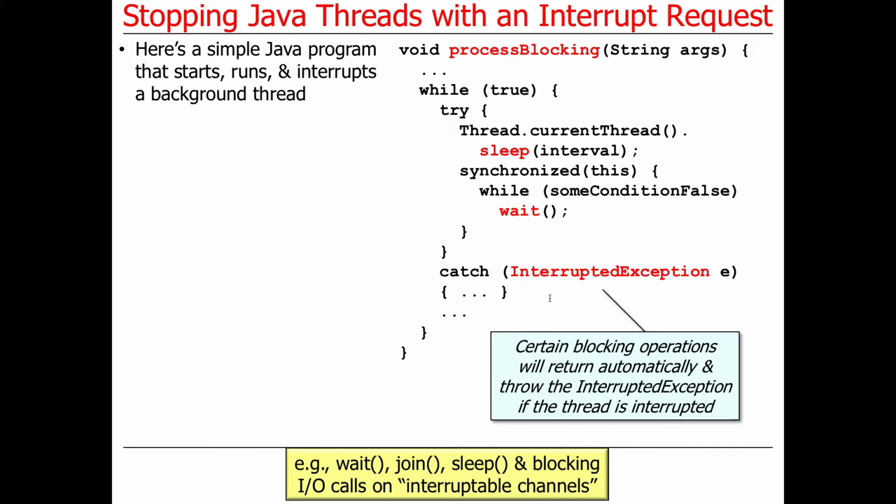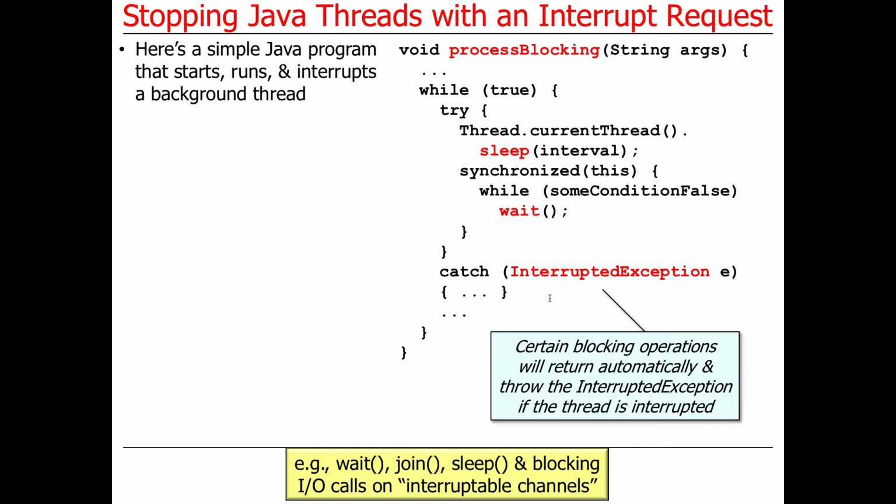It means we could call methods like wait. You recall wait. You're doing wait in your current assignment. We could call sleep. You might recall sleep. Sleep puts you to sleep for a while. And what happens here is sleep and wait and join. There's a bunch of these so-called blocking operations, as well as blocking I/O calls on so-called interruptible channels.